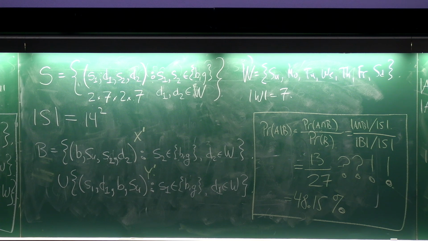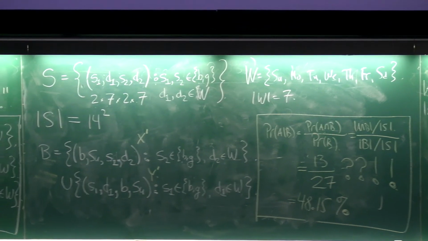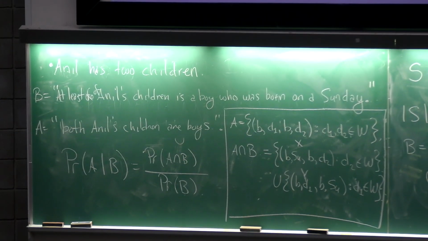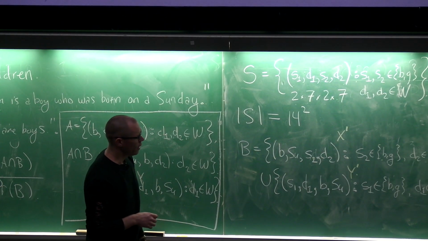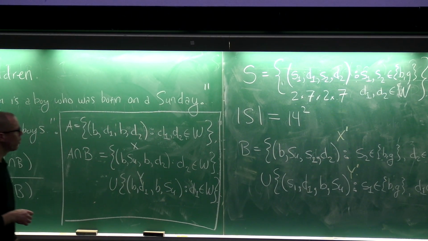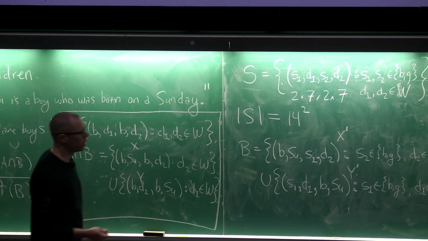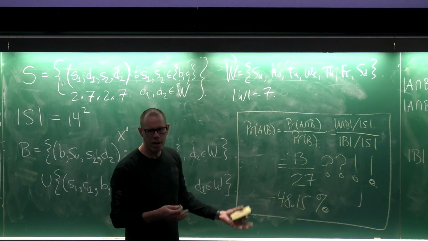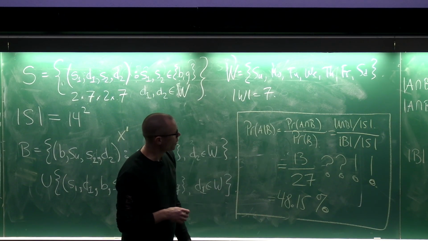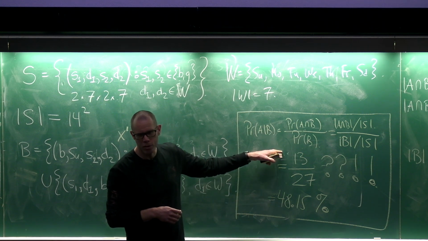So why does the day of their birth matter? Because apparently it matters. I don't have a nice, simple explanation, but the reason it matters is that there is this sample space of size 14 squared, and the cases where one of the children is a boy born on a Sunday, there's 27 of those, and the cases where one of the children is a boy born on a Sunday and they're both boys, there's 13 of those.